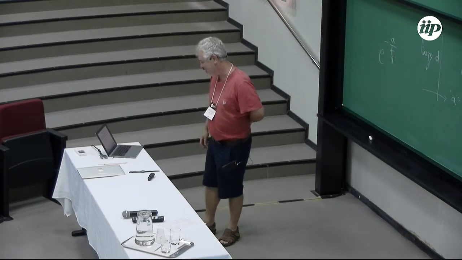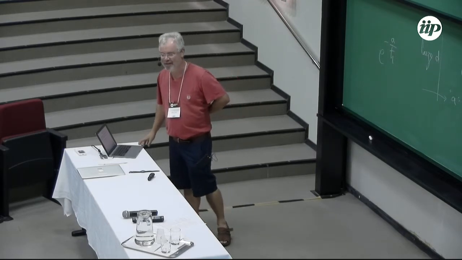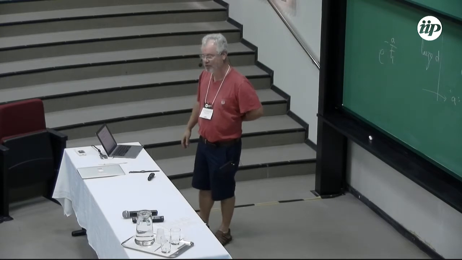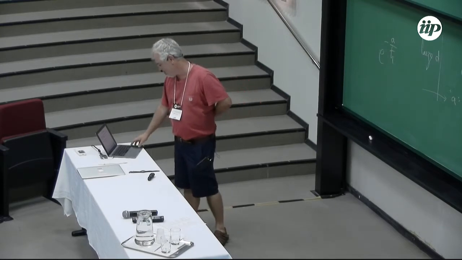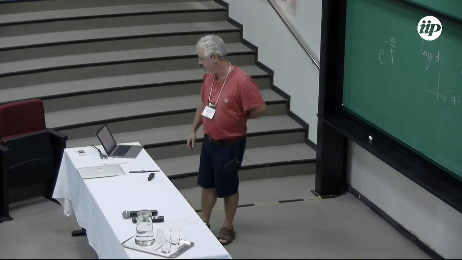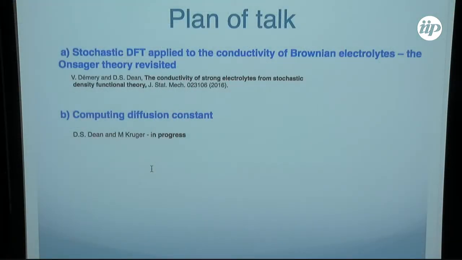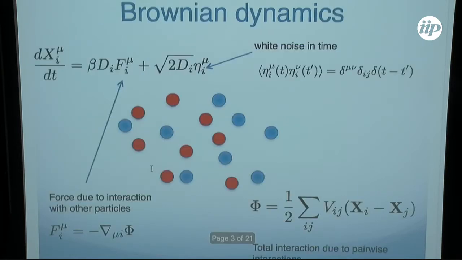But, you know, the people who work in the field of electrolytes, we always try and emphasize to people that lots of the problems actually weren't solved, and people have sort of skated around them to a certain extent. So I'm going to talk specifically about electrolytes in the first part, and then I'm going to talk about something that I've always liked doing, computing diffusion constants. I'll come back to that.